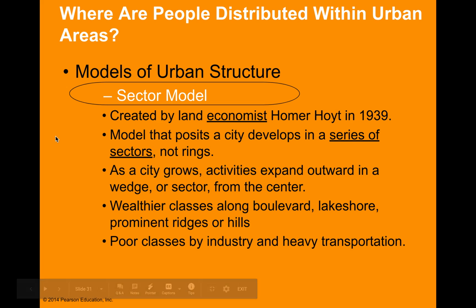All right, the next is a sector model. All right, and the sector model was created by economist Homer Hoyt. Same city, Chicago, where he did his urban analysis. He did not use rings. Instead, he used his sectors. As a city grows, activities expand outward along edges or sectors from the center. The wealthy class lived along boulevards or lake shores or ridges or hills, desirable sites, and poorer classes lived near the polluted regions of industry and heavy transportation.